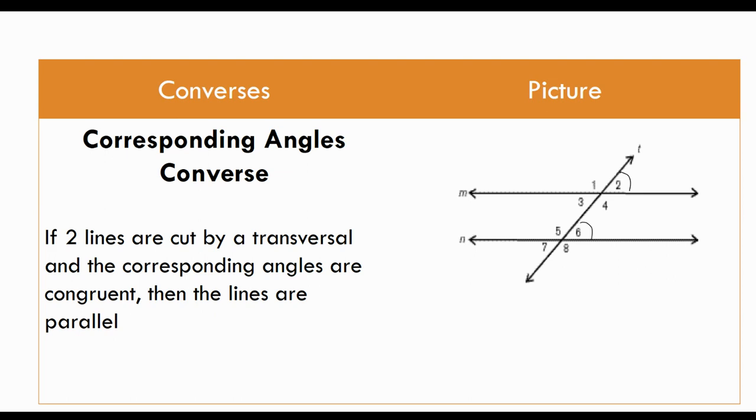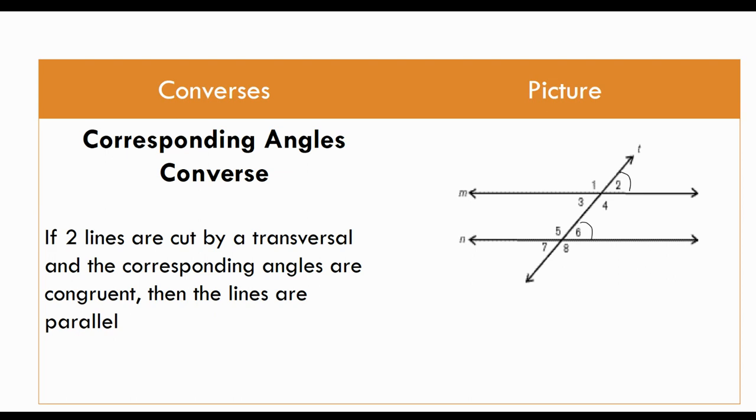So we have something called converses. They're essentially us flipping these statements around from all the theorems that we've been talking about for these last 3 days. So this corresponding angles converse states that if two lines are cut by a transversal and the corresponding angles are congruent, then the lines are parallel.